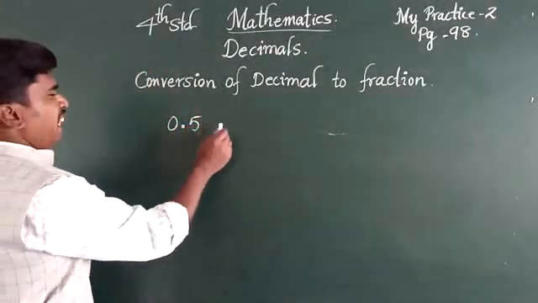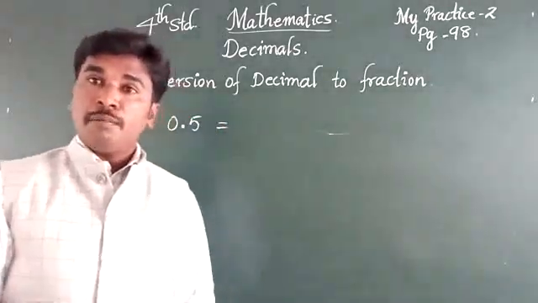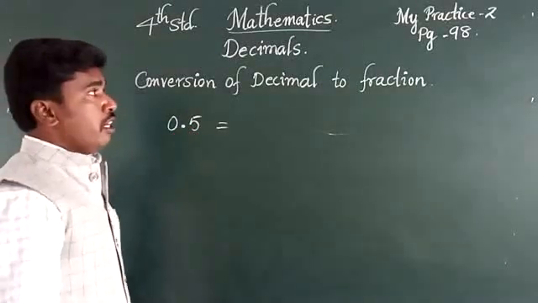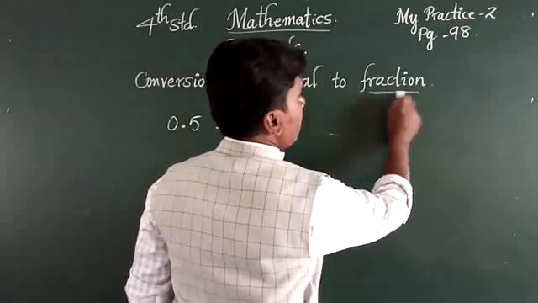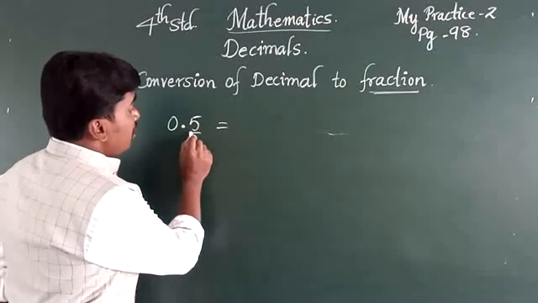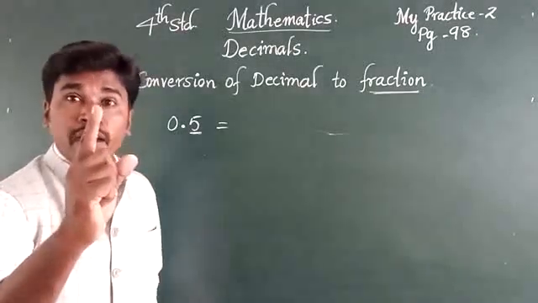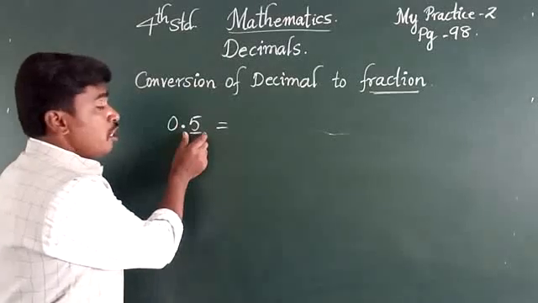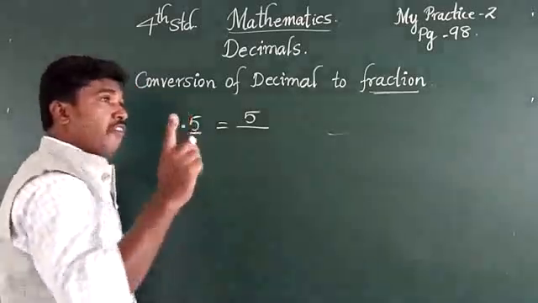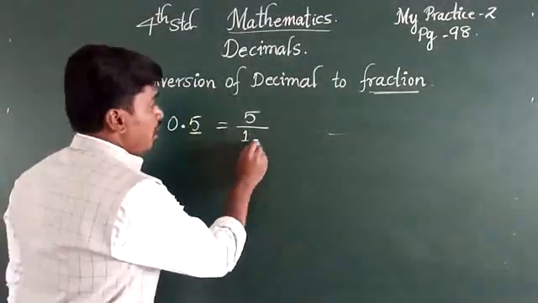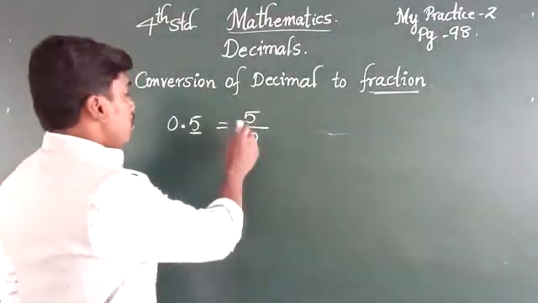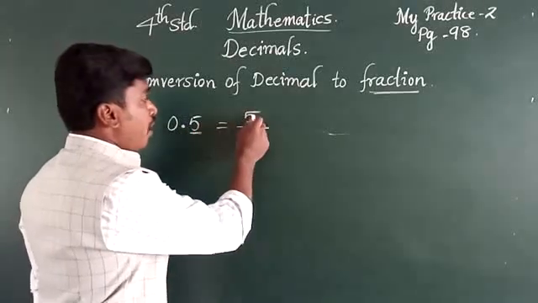0.5. It is a decimal number because 0.5 is a decimal number. Convert it into a fraction. Observe, dear children. In the decimal place, how many digits are there? It is having only one digit. So what is the digit? You write that in the numerator. If it is having only one place, it is 10. So 5 by 10. 0.5 is nothing but 5 by 10.